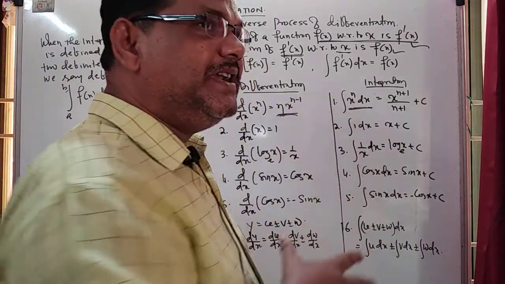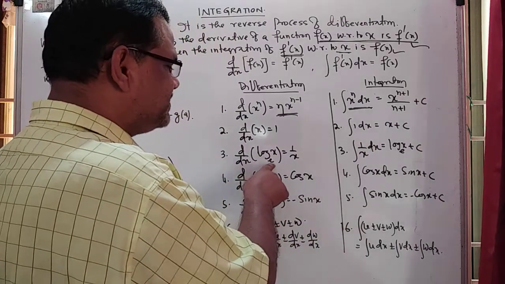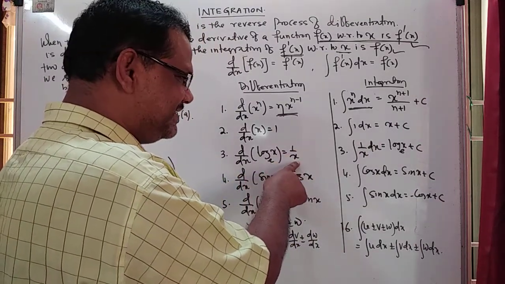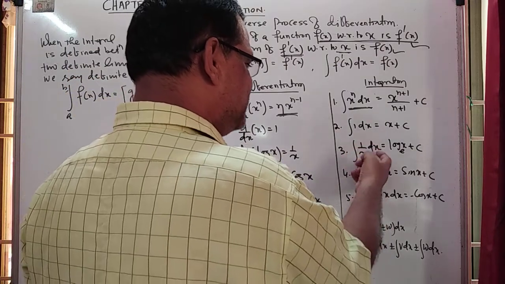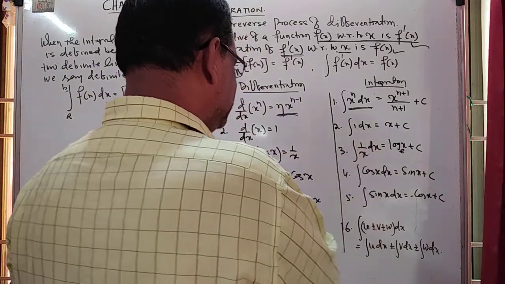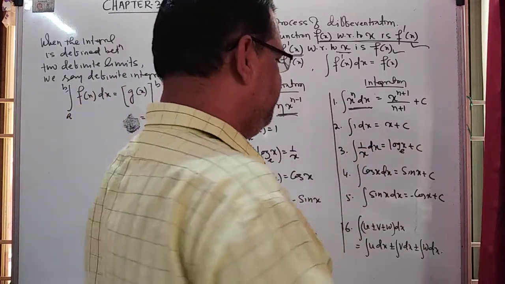That is the indefinite integration. The derivative of log x base e is 1 upon x. So the integration of 1 upon x dx is log x base e plus c.